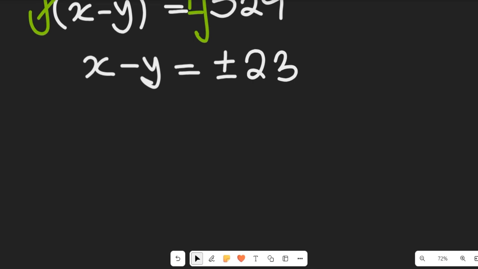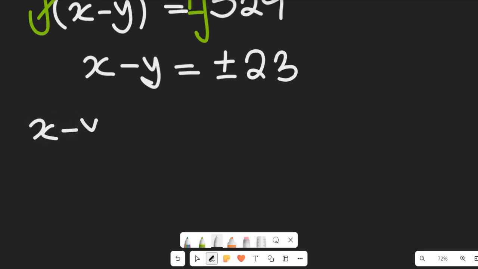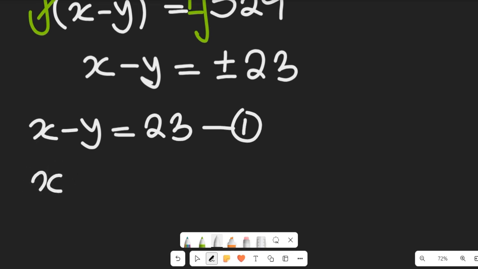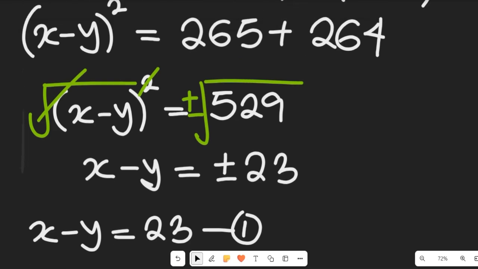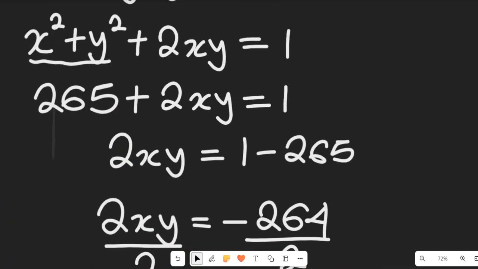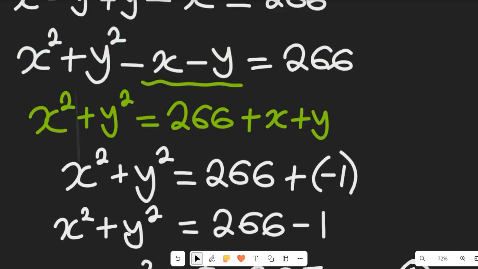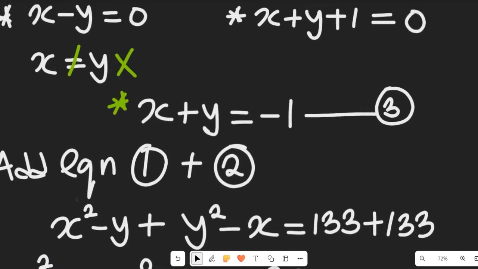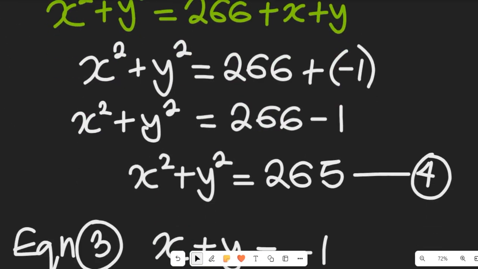Now let's look at this expression, x minus y equal to plus 23. That's the first equation. And remember equation 3, which we found earlier on. From equation 3, we found out that our x plus y is equal to negative 1.